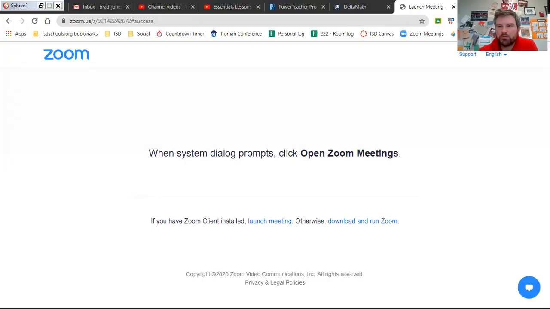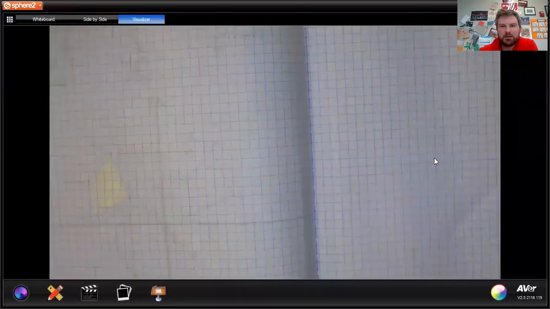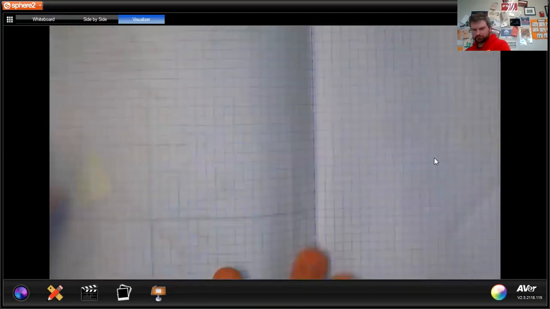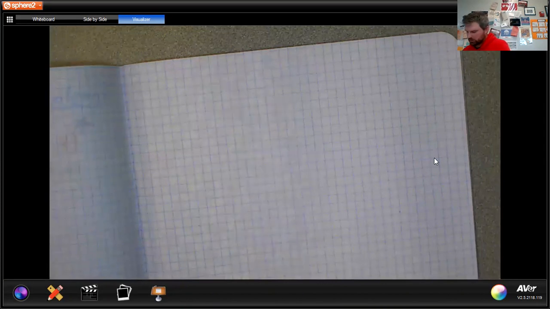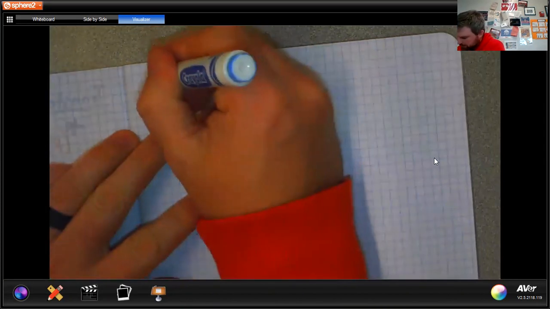We're going to start on page 21 of our notebooks. Last time we talked about translations, which is just a slide from one place to another on a plane. Today we're going to talk about reflections. So here on page 21 of our notebook, we're going to talk about reflections.